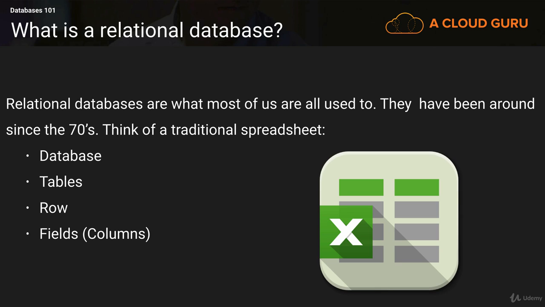So if you think of an Excel file, you've got the file itself, which holds everything inside it. Then you've got different workbooks, which are going to be your different tables. And in those workbooks, you've got rows and columns. So that's all a relational database is.